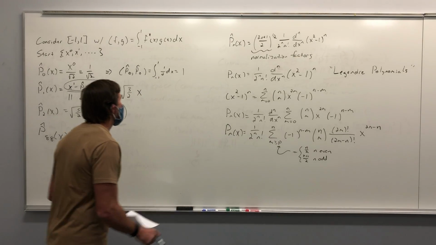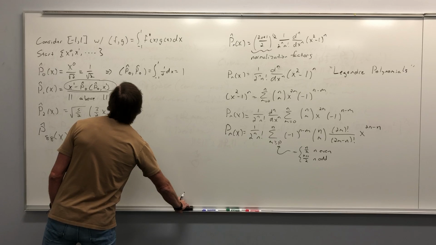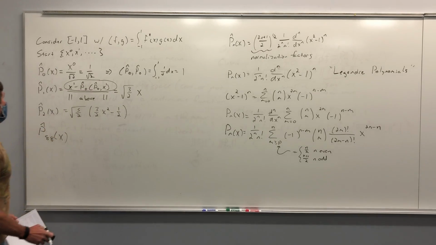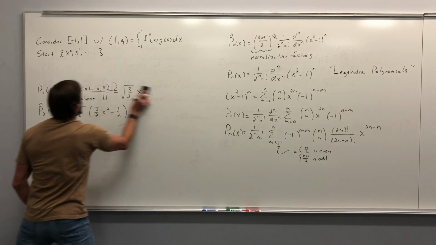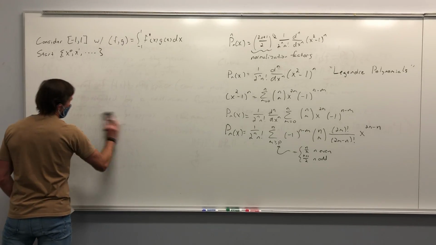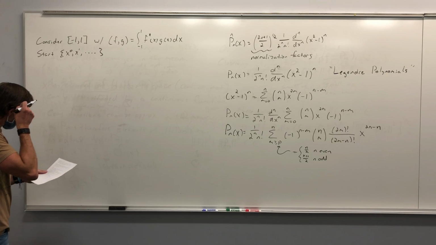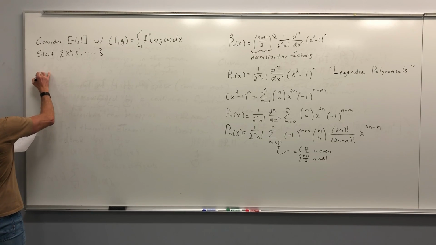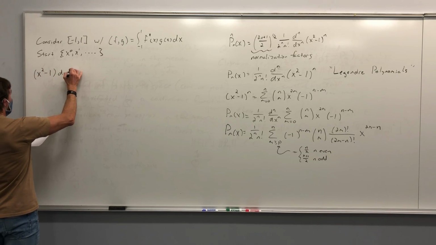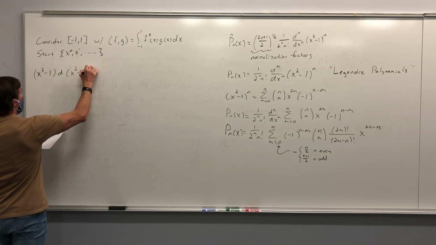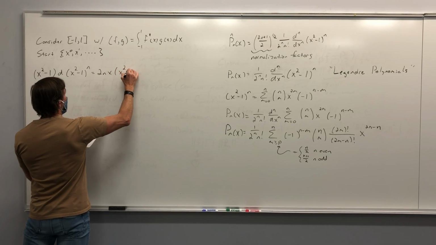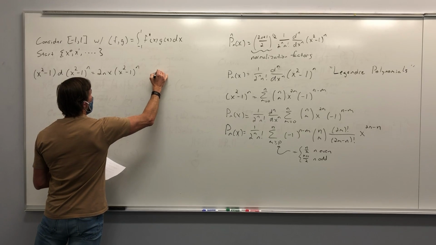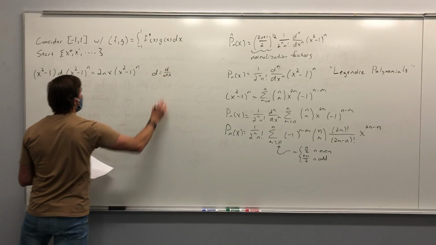Now, you're probably aware that the Legendre polynomials were found as the solution to a differential equation. So let's bang out what that differential equation is. Let's start with the identity, x squared minus 1 times d of x squared minus 1 to the n is equal to 2nx times x squared minus 1 to the n, where the d just means derivative with respect to x.